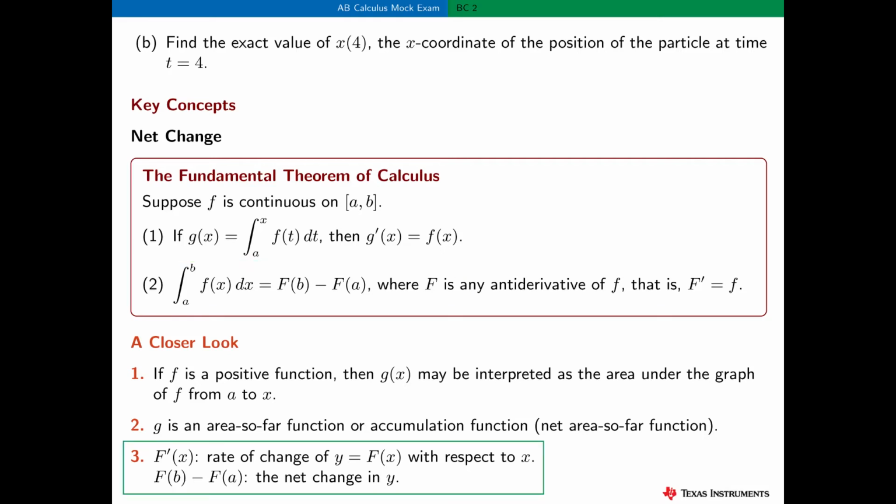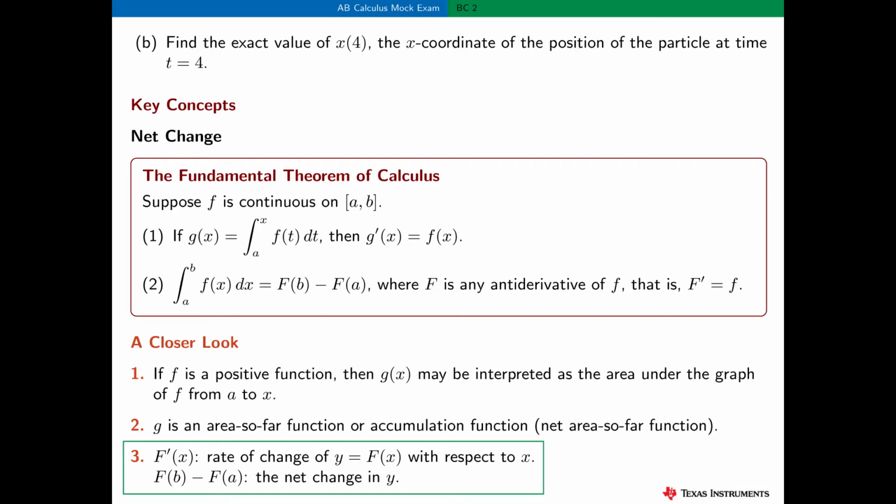We've learned that the derivative, capital F prime of x, represents the rate of change of y equal capital F of x with respect to x. And we also know that capital F of b minus capital F of a is the change in y as x changes from a to b.